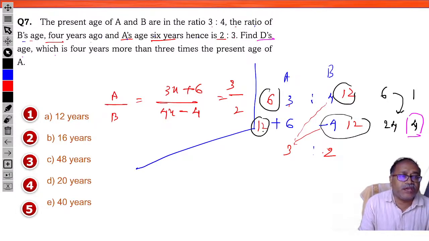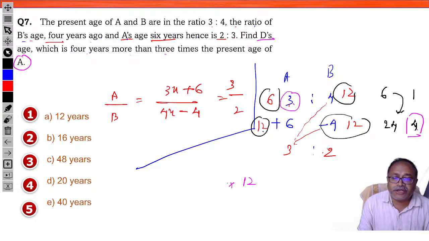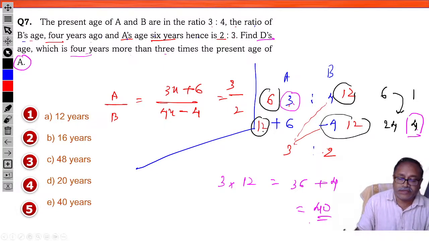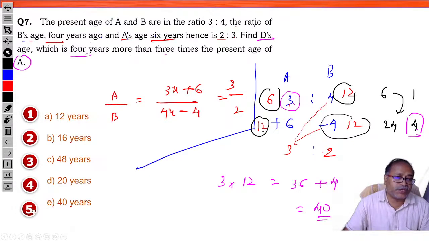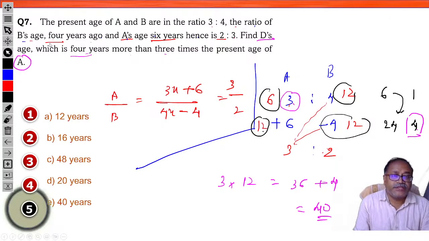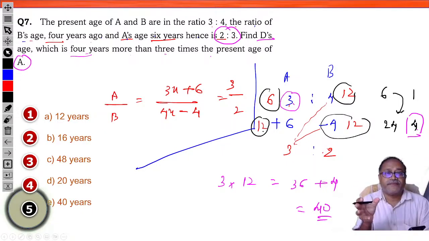Find the age which is 4 years more than 3 times the present age of A. So what is the number of parts for A? The number of parts for A is 3. So 3 into 4 is 12. 3 times 12 is 36. And how many years more? 4 years more. So 36 plus 4. Aman and Nilambar, I am getting 40 years, sir. So that is option 5. That's it. Just because of the change of this ratio B to A, you got confused?